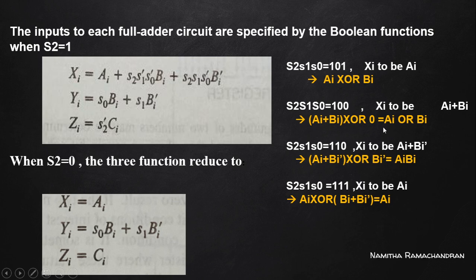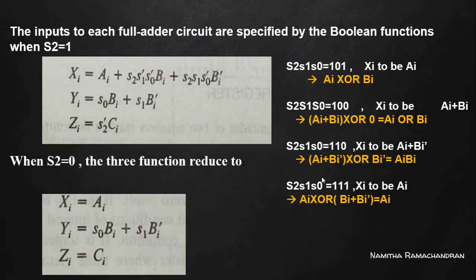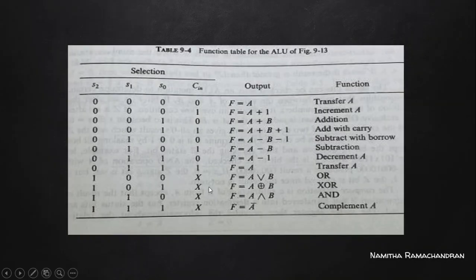Right? In this case, the full adder output function Xi XOR Yi generates Ai plus Bi XOR 0. That is Ai OR Bi, the output of this expression. While expanding this, we get an output like this, Ai OR Bi, the expected logical OR operation. The same result as our logical OR operation here. Okay. The next case, S2, S1, S0 equal to 110. In case of 110, the expected operation is the logical AND operation.